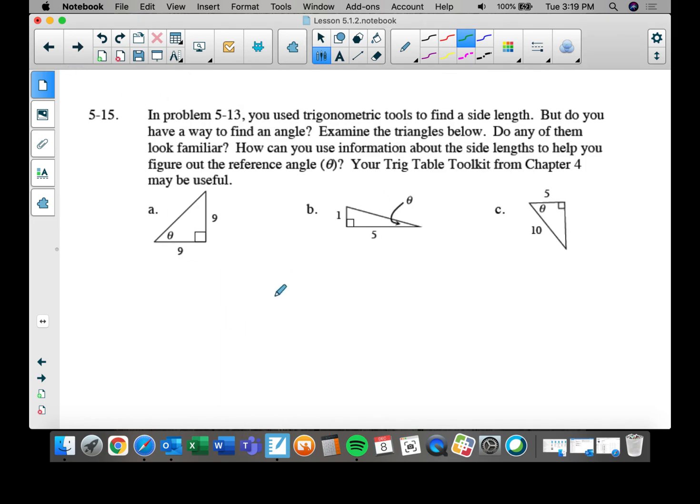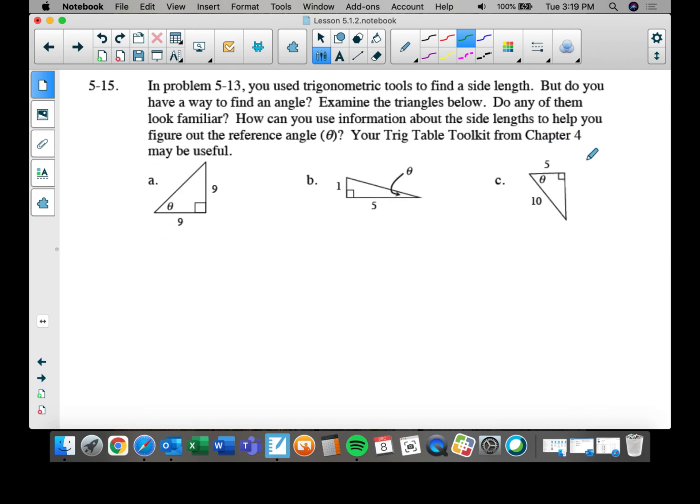So if we take a look on the last part, this is kind of starting to take a look at the next section. So notice it says you use trig tools to find side lengths, but do we have a way to find angle measures? Examine the triangles below. Do any of them look familiar? Can we use any information about side lengths? The idea that they want you to come up with on this one, we're not going to spend a lot of time on this yet, is they want you to recognize that in part A, notice we've got a 1-to-1 ratio. Therefore, in that case, theta has to be a 45 degree angle.